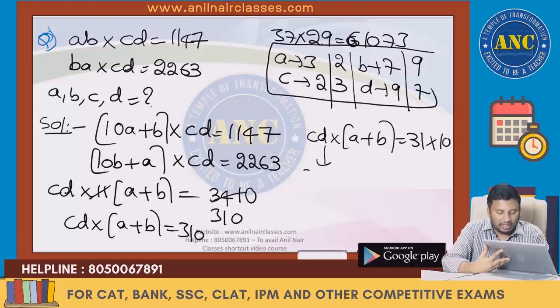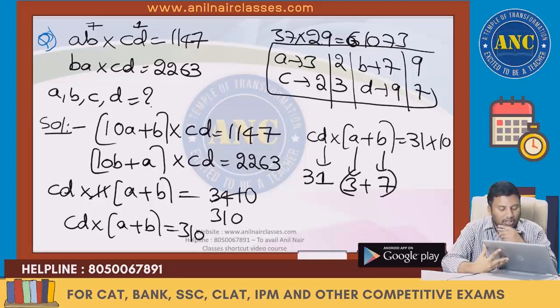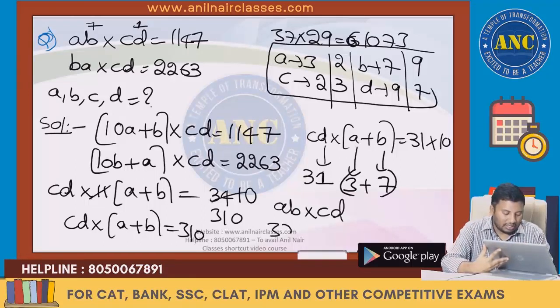So here CD is 31. D value is 1. If D value is 1, B value is 7. A value will be 3. Finish. All the answers I got. AB into CD, so 37 into 31 will be the answer.